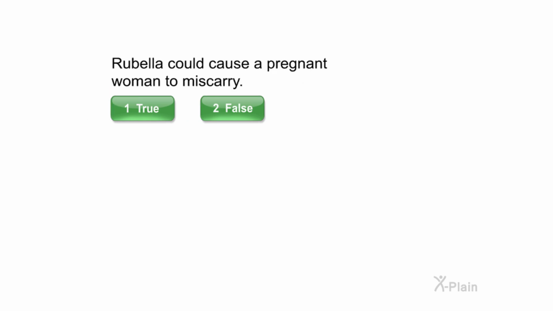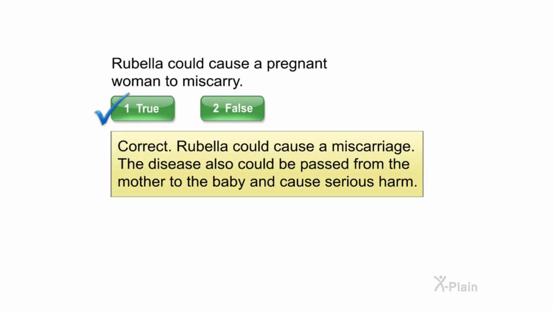Rubella could cause a pregnant woman to miscarry. Select true or false. Correct. Rubella could cause a miscarriage. The disease could also be passed from the mother to the baby and cause serious harm.